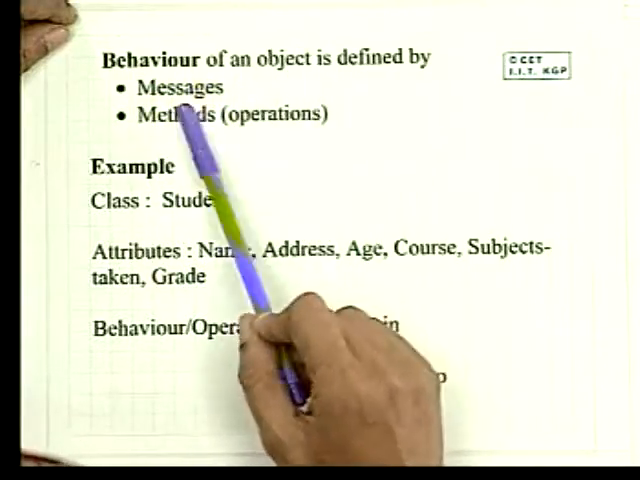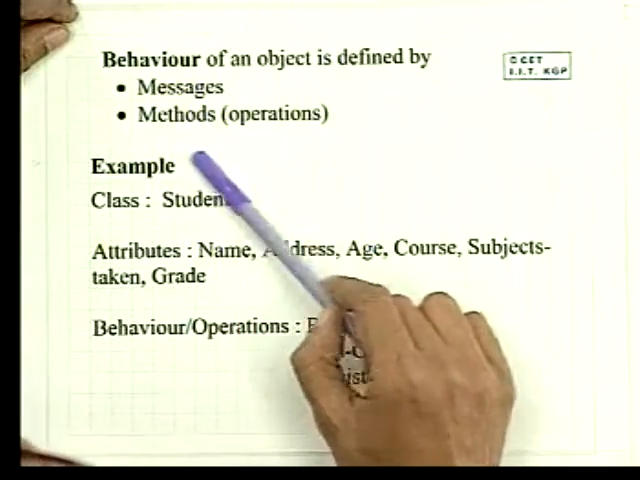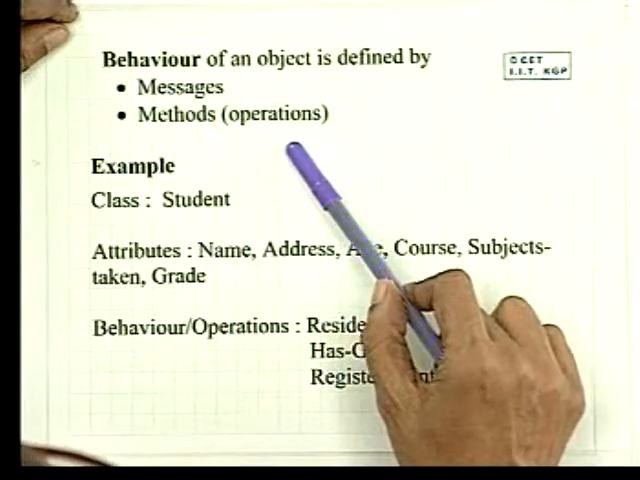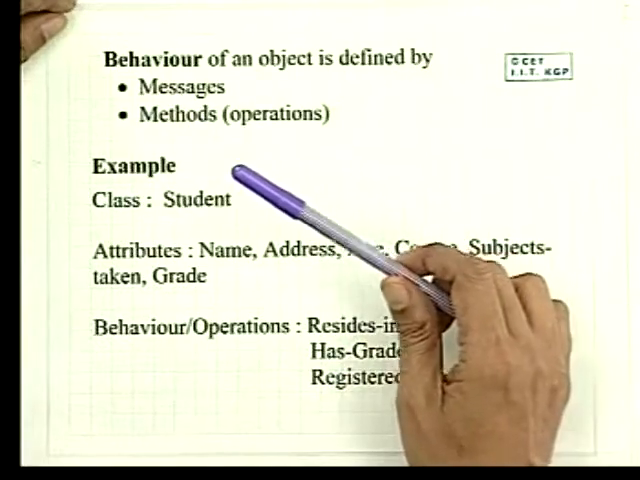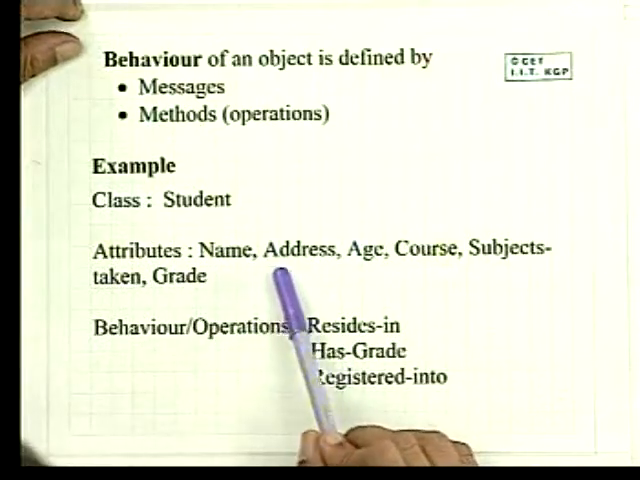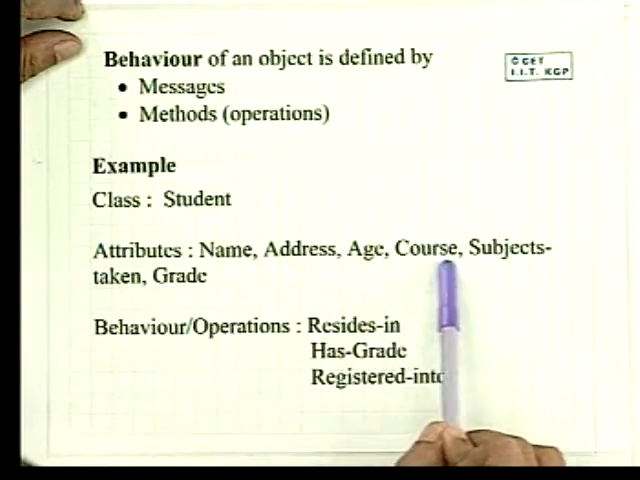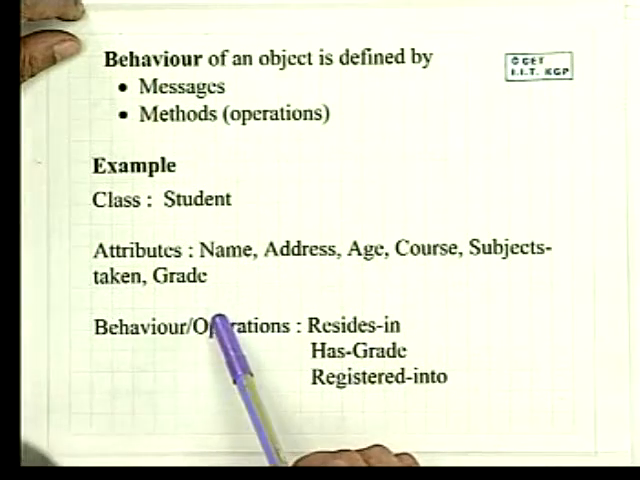Then with each object, as I have mentioned, each object should have a behavior, or the operations or the functions in earlier languages, associated with it. The behavior of an object is defined by messages and methods, which are called operations. For example, in the case of a student class, the attributes are maybe name, address, age, course, subjects taken, grade, etc.